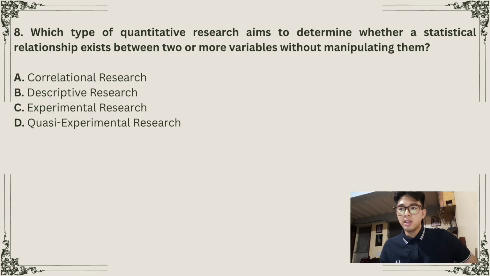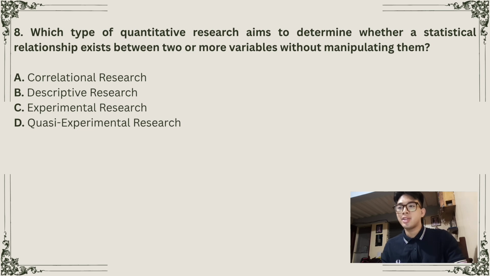Number 8, which type of quantitative research aims to determine whether a statistical relationship exists between two or more variables without manipulating them? Letter A, correlational research. Letter B, descriptive research. Letter C, experimental research. And letter D, quasi-experimental research.